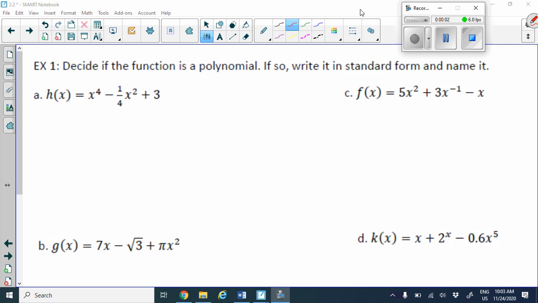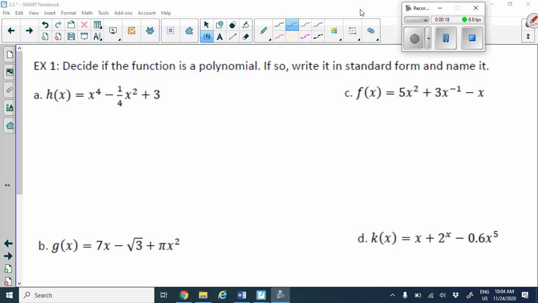Hey guys, so here's part 2 of the 2.2 notes. We're now going to decide if the function is a polynomial. If so, we're going to write it in standard form. We're going to name it and figure out the leading coefficient and degree. Let's look at part A here. We have h of x equals x to the fourth minus 1/4 x squared plus 3.